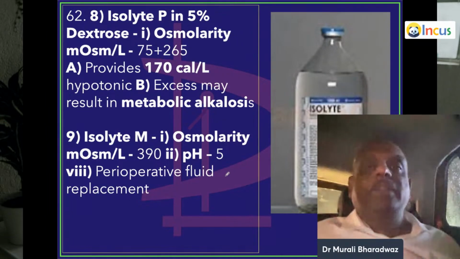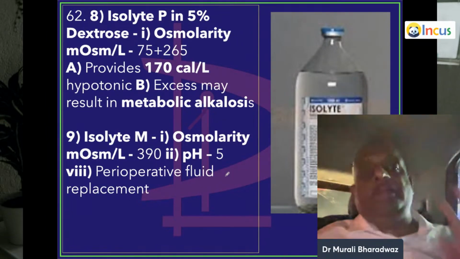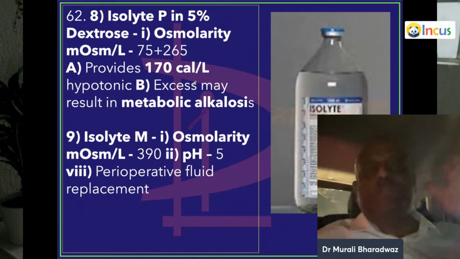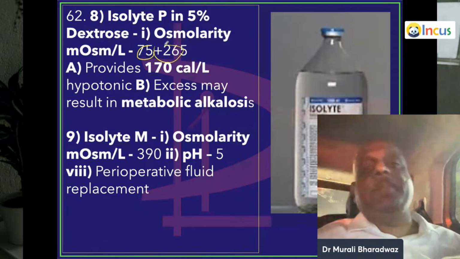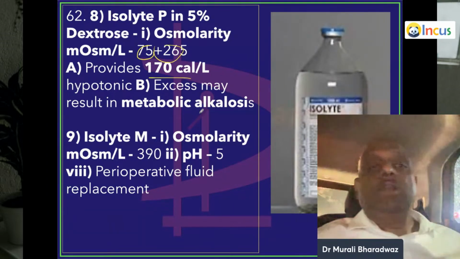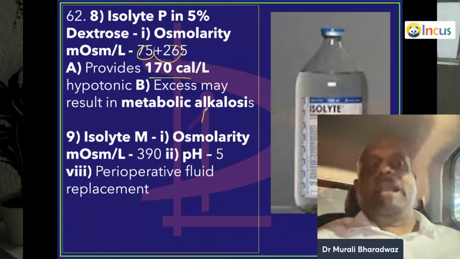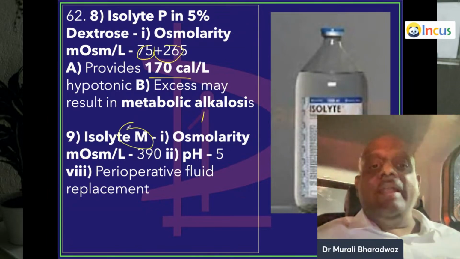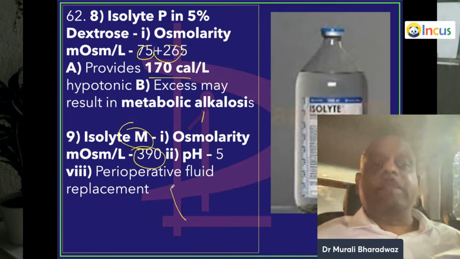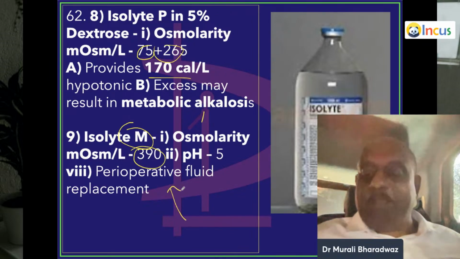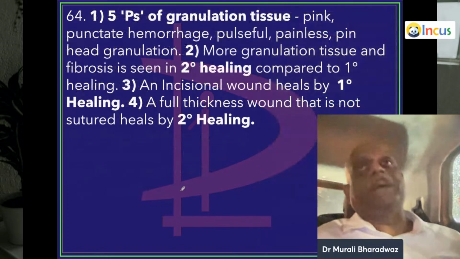Please remember that Isolyte P in 5% dextrose has a total osmolarity of 75 plus 265. It provides 170 calories. Too much of that can lead to metabolic alkalosis. Isolyte M has an osmolarity of 390. Typically, it is the perioperative replacement fluid, is what you need to remember.